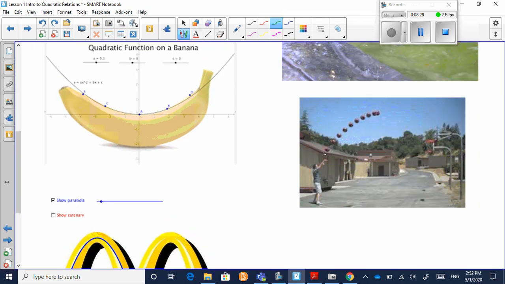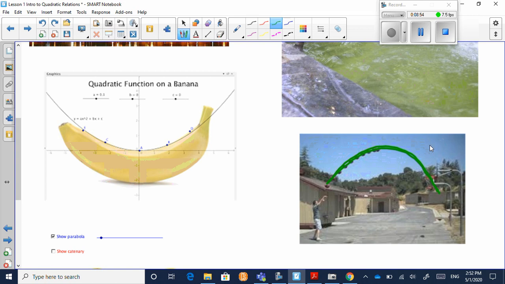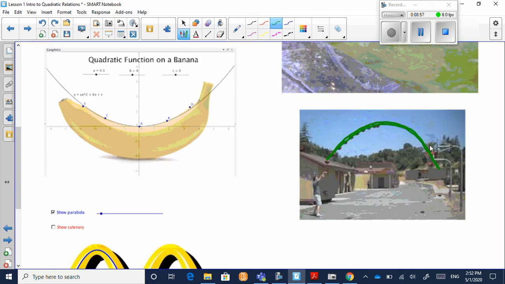Everything that's thrown into the air that doesn't have a way of propelling itself. So a basketball, once it leaves your hand, doesn't have an engine on it. And so basically everything thrown in the air follows a parabola. Anything that you throw, a football, a basketball, anything like that follows a parabola. Okay, so that's kind of interesting. This one I thought was cool. A banana, the shape of a banana is a quadratic function.